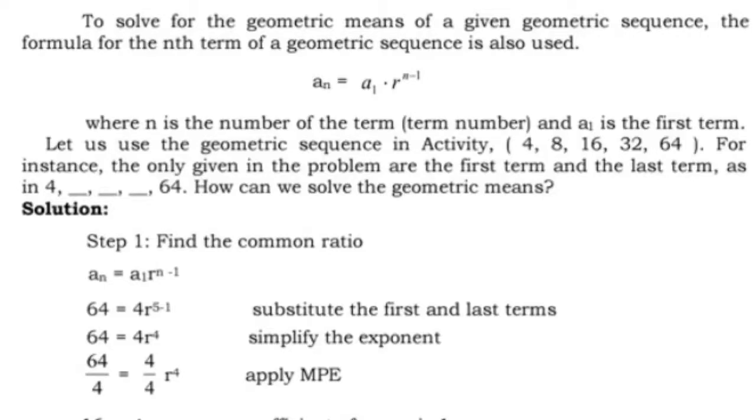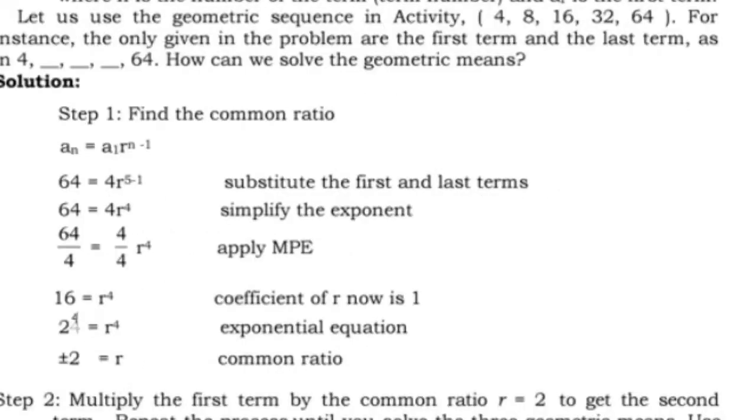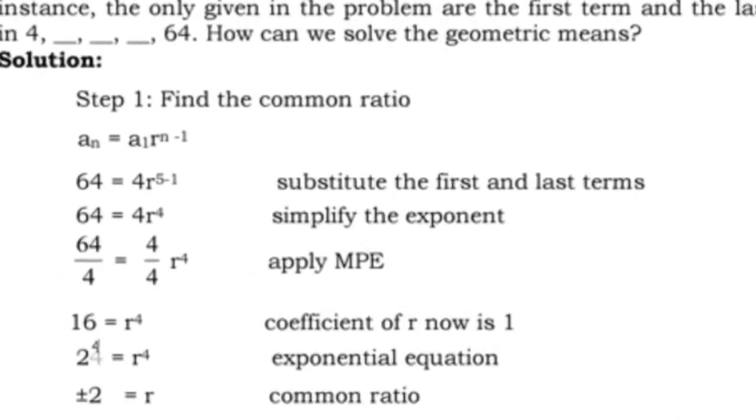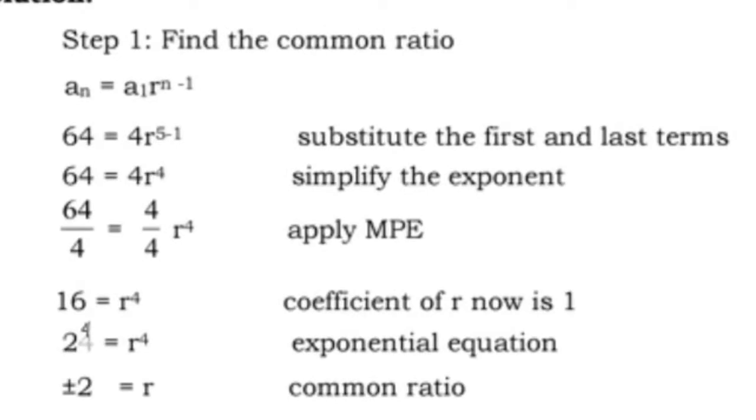So there are 5 terms and you're going to find the 3 middle terms. Okay? How can we solve the geometric means? So for the solution, first we're going to find the common ratio. So in finding the common ratio, we're going to use the formula.